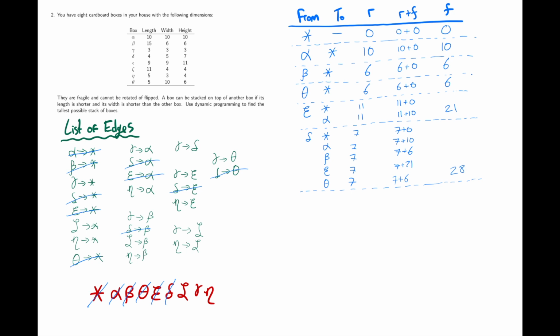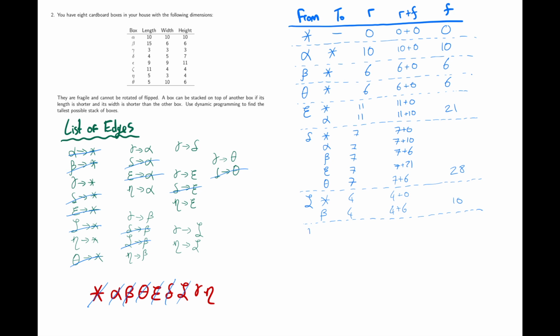We will now consider zeta. We can place zeta on the tabletop. We can place zeta on top of beta. Zeta has a height of 4. If we were to place it on the tabletop, the stack would be height 4. If we were to place it on beta, the stack would be of height 10. And so the best we can do with zeta is a height of 10.